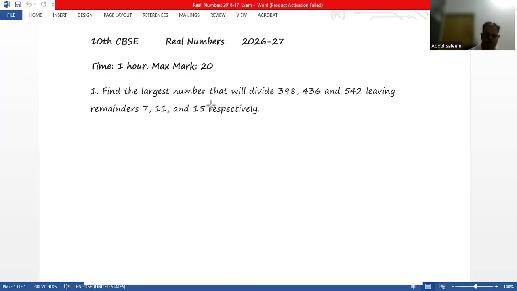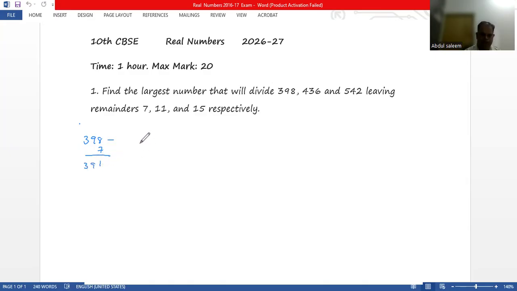To find the largest number that will divide 398, 436 and 542 leaving remainder 7, 11 and 15. First we have to subtract the remainder from the given numbers. So 398 minus the remainder 7, the value obtained is 391.